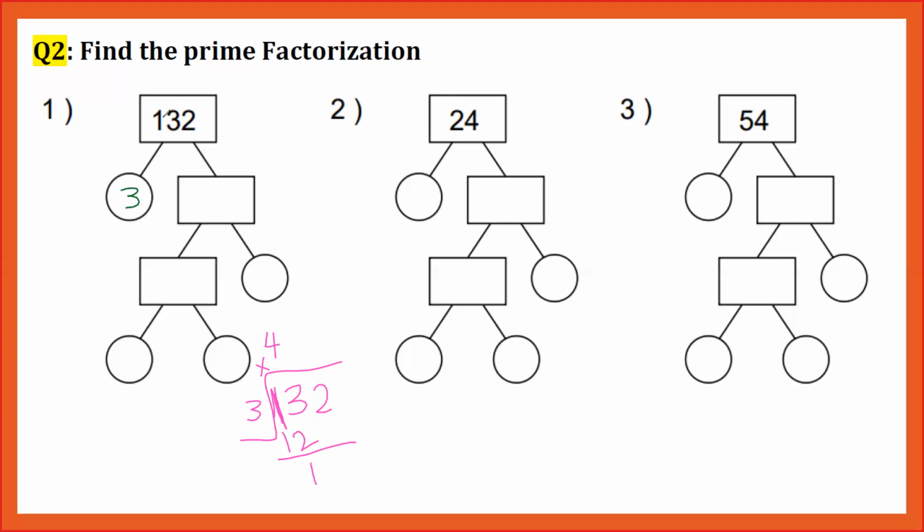And what do you have to do next? 12 over 3, that's 4. So now the other factor that you multiply by 3 to get 132 is 44. Then give me 2 factors that, when you multiply them, you get 44, and one of them is prime.